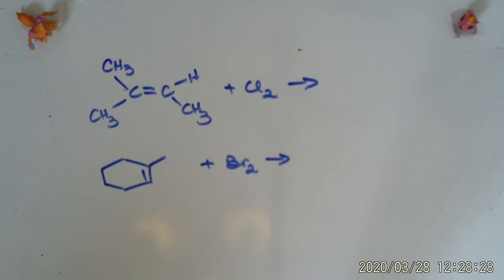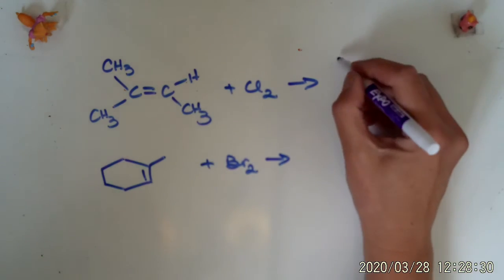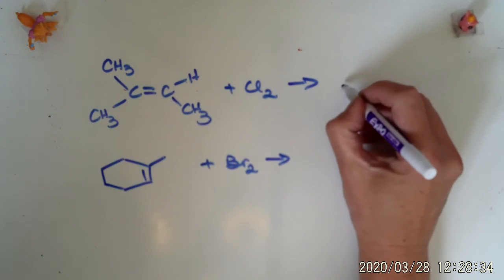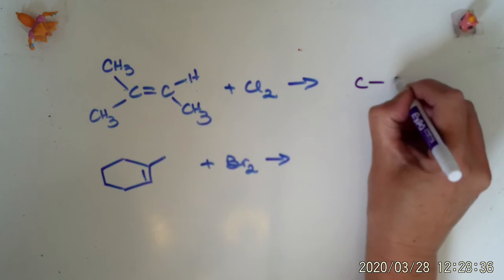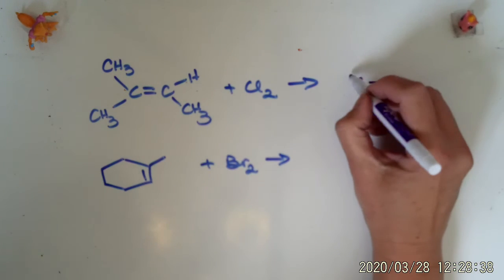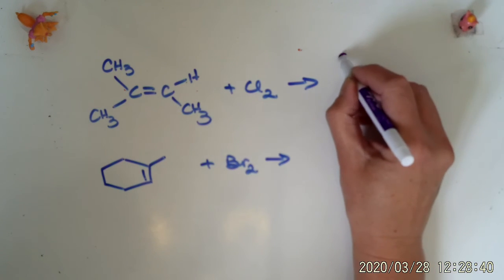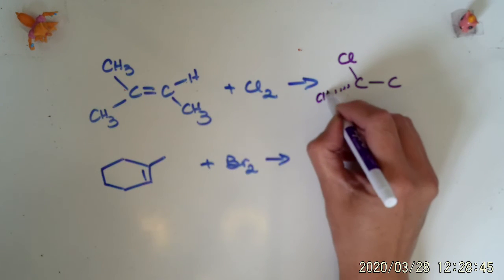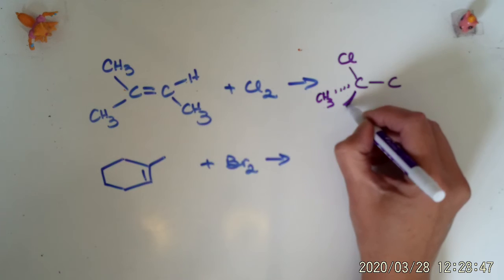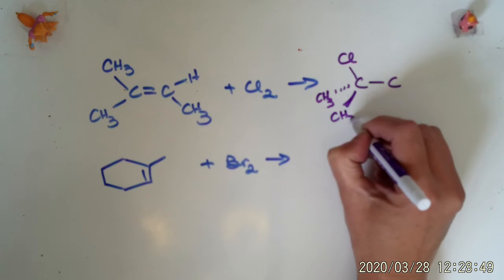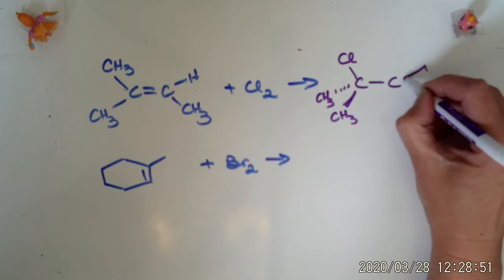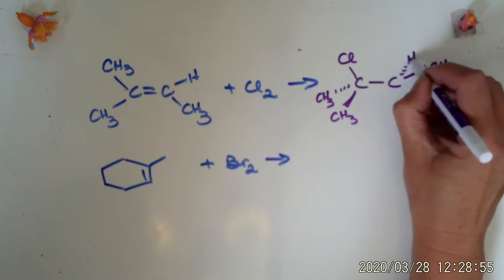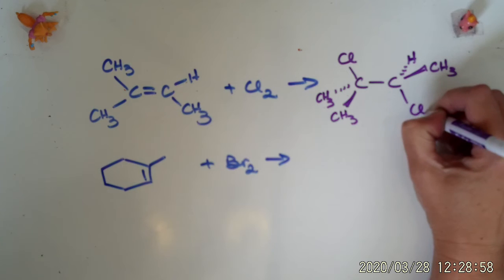So in our first example, we know that they're going to add trans to each other. So let's take this carbon here. I'm going to put my chlorine here. One methyl group goes in the back. This methyl group comes out the front. This methyl goes in the front here. My hydrogen goes in the back. My chlorine adds here.